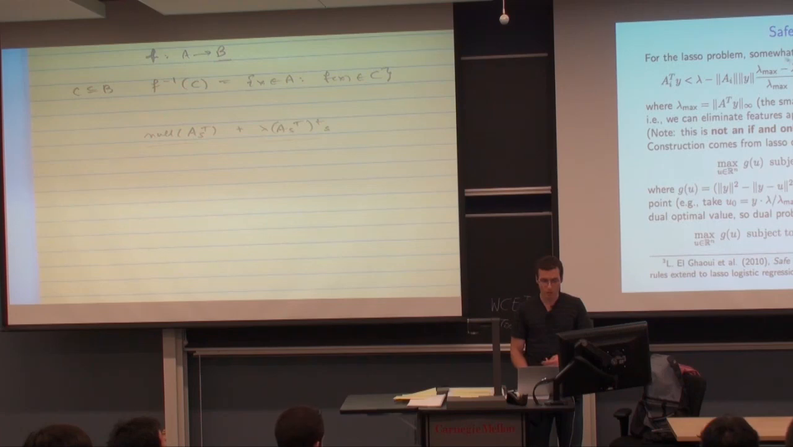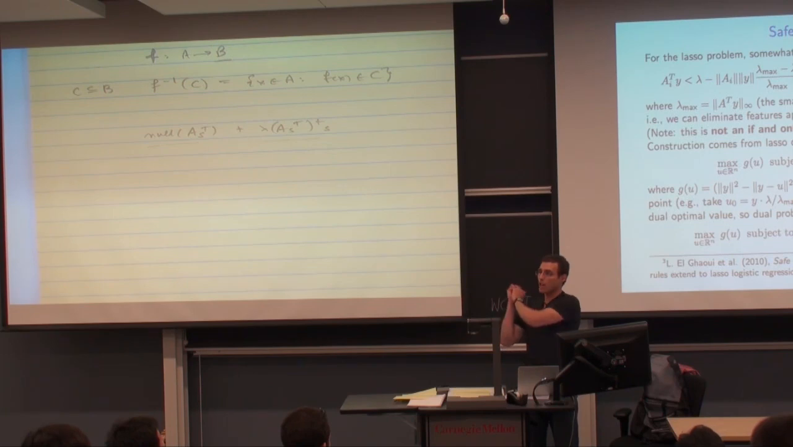So if I apply this rule, and it so happens that the absolute value of a_i transpose y is smaller than the right-hand side, I can say that at the solution x_i star is going to be 0. I can remove the ith column of A and just do the problem on A with one smaller column. So it's like a linear pass over the feature set, and I throw out a bunch of features.